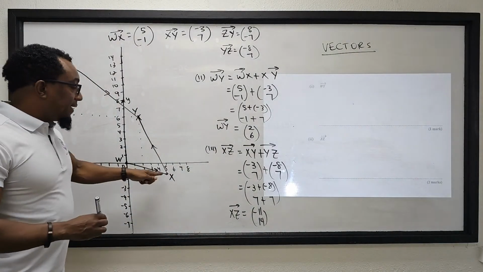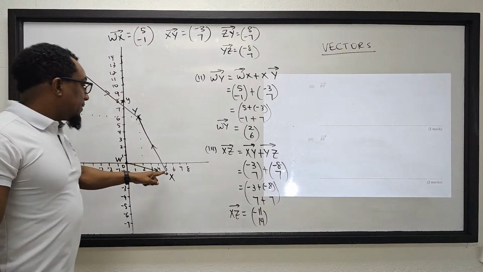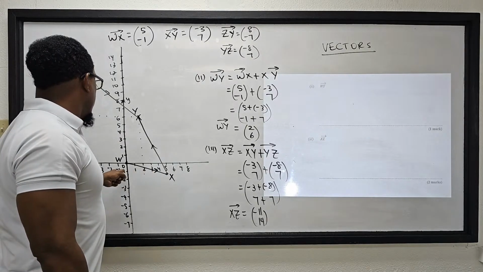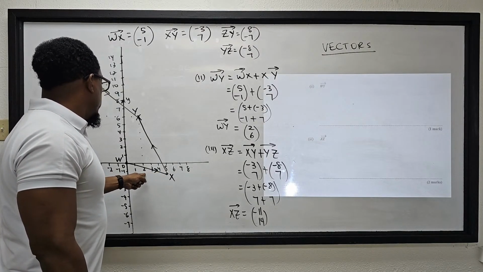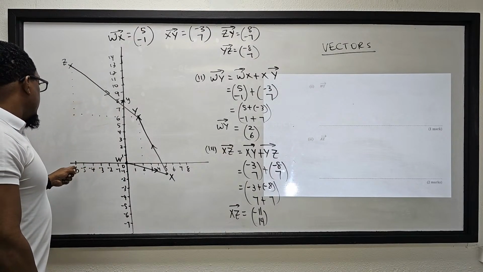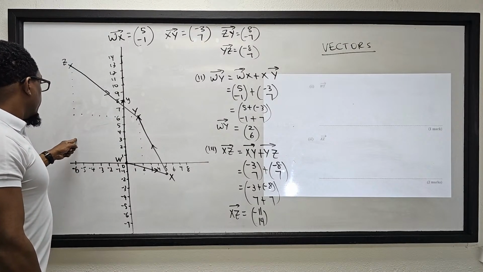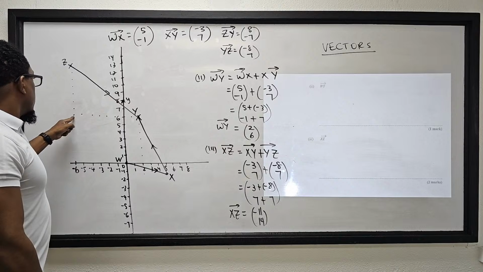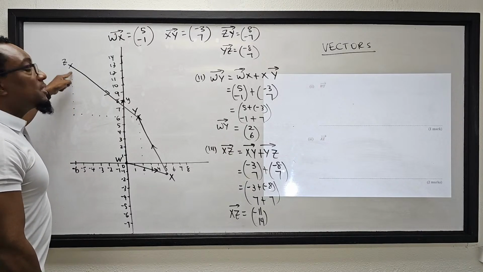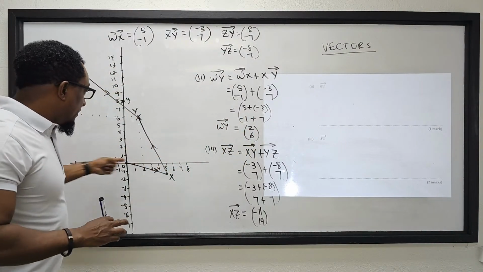And we can test it out. This is XZ here. If I draw a line from X all the way to Z, remember it's negative 11, 14. So this is negative 1, negative 2, negative 3, negative 4, negative 5, negative 6, negative 7, negative 8, negative 9, negative 10, negative 11. And then 14: 1, 2, 3, 4, 5, 6, 7, 8, 9, 10, 11, 12, 13, 14. So XZ is negative 11, 14.